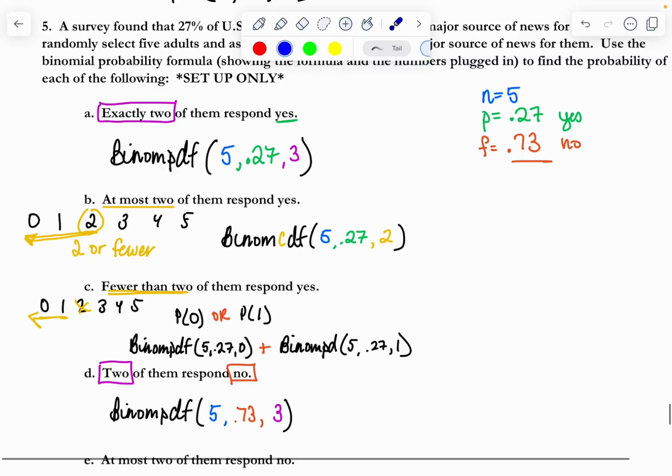Okay? All right, I hope that helps. Go ahead and practice on your worksheet now, and make sure you are doing the work, typing it into your calculator so you know where to find everything.